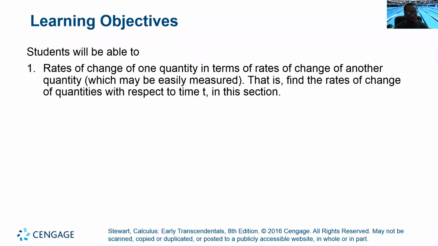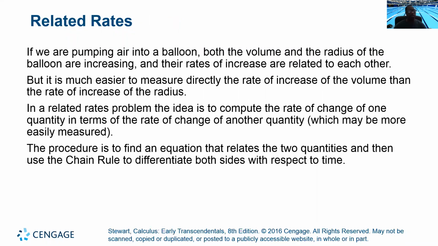So in 3.9, we're going to look at quantities that are changing with respect to what? To time. For example, if we are pumping air into a balloon, both the volume and the radius of the balloon are increasing, and their rates of increase are related to each other. But it is much easier to measure directly the rate of increase of the volume than the rate of increase of the radius.